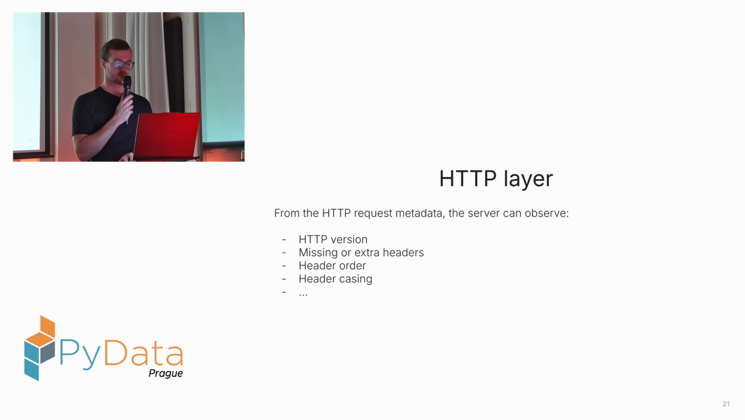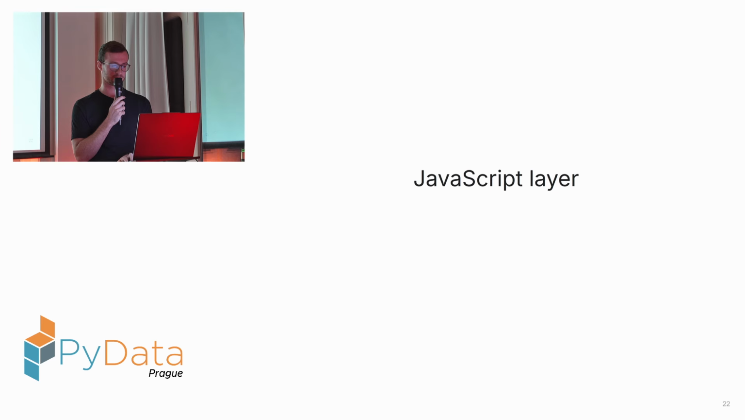Then on the HTTP layer, of course, the server knows which version of HTTP we are communicating with. For example, HTTPX uses HTTP/1.1 by default, but all current browsers use version 2 or newer. And then the header string, as I showed you before: missing extra headers, but also different ordering of them or casing. Maybe our HTTP client just orders them differently than the browser, and it's again something that could be suspicious.